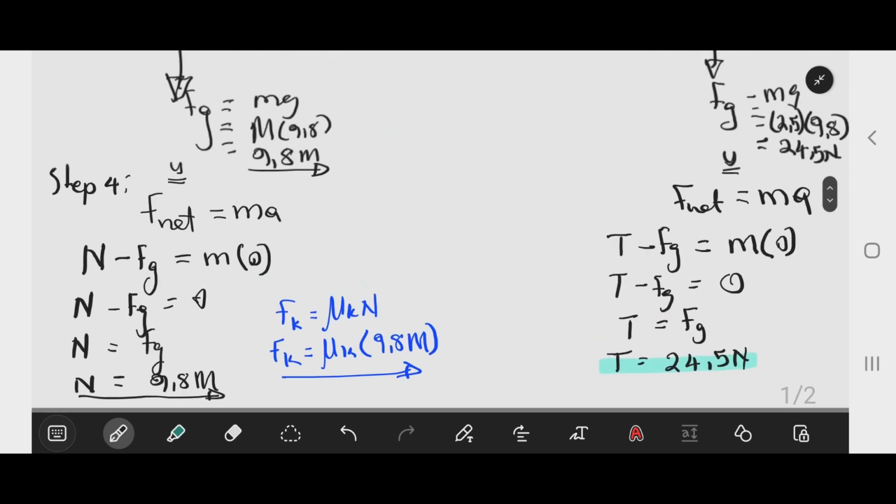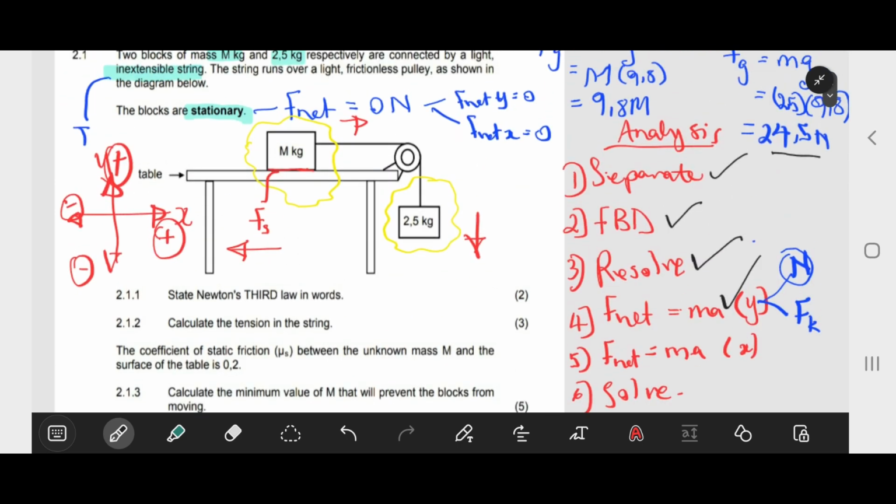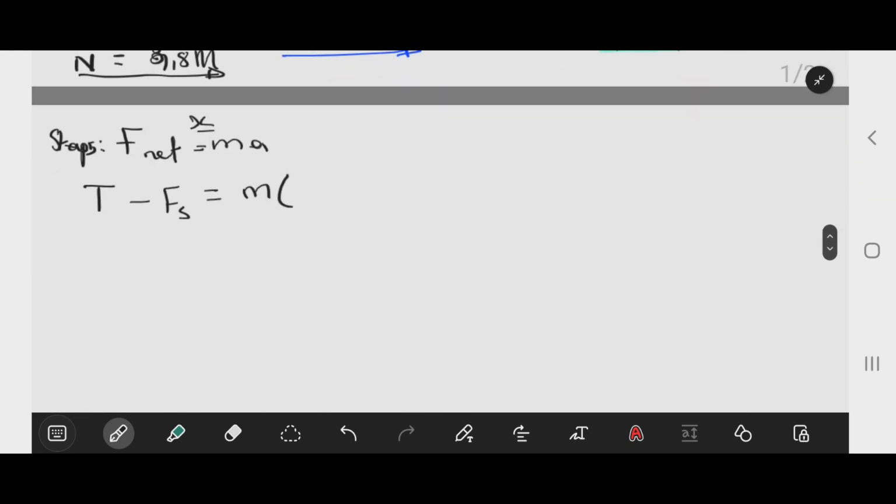But look at the acceleration now, because we said the objects are stationary. It means Fnet equals 0 because the acceleration equals 0. We said both in the y direction and in the x direction, they are all equal to 0. So acceleration is equal to 0, so your net force is actually equal to 0. So you have tension minus Fs equals 0, and you have your tension equals to your friction.